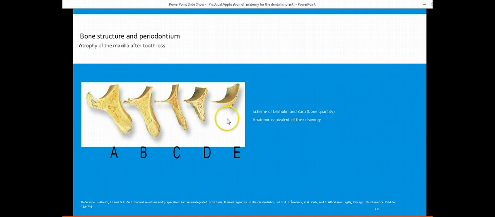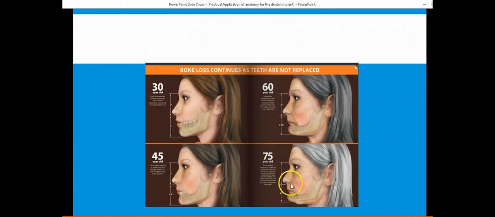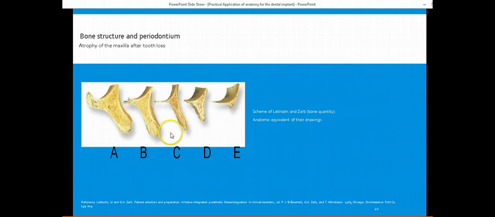Okay. And then same thing with the mandible, and you can see this is the buccal part, this is the lingual part, and this is the angle, but as soon as you get older, you're losing that angle completely. And then when you lose it completely, it collapses down and you can see that chin coming out. Just keep that in mind.